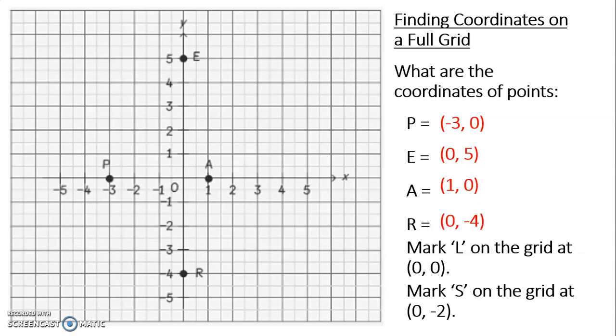Mark an L on the grid at 0, 0. Well, as you know by now, 0, 0 is right in the middle of the two axes. It's right in the center. 0, 0. And now we mark S on, so 0, -2. So we're not going along the corridor, and we're going down the stairs to -2, which is there.